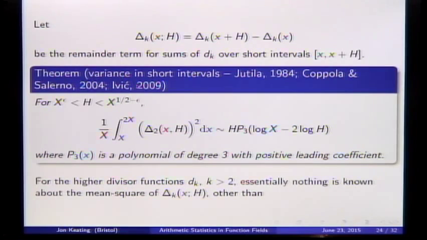Presumably, they thought the polynomial is not sufficiently interesting to actually go to the effort of calculating it. That is some effort, of course. For the higher divisor functions, dk, we know much less. So I want to emphasize this theorem holds in a slightly restricted range. It's h going between essentially x to the epsilon and x to the half minus epsilon, so it covers half the range. You could ask what happens for h greater than x to the half, and that's not covered by this theorem.